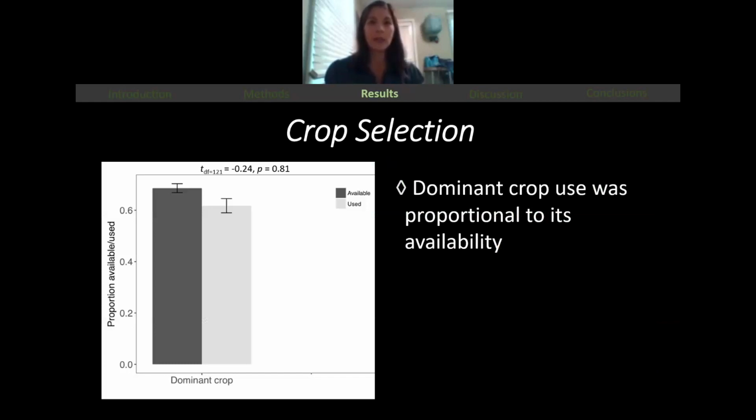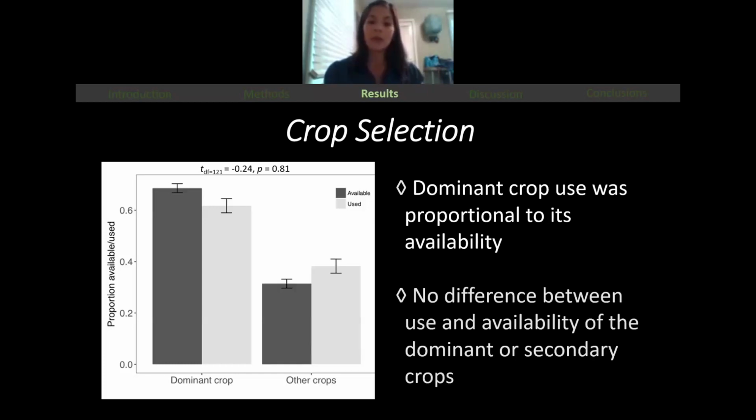So then for the 122 pigs that had more than one crop available to them, we found that the dominant crop was used proportional to its availability. So there was no difference between the use and availability of the dominant or secondary crop. So in other words, there was no selection for one crop over the other if more than one was available.